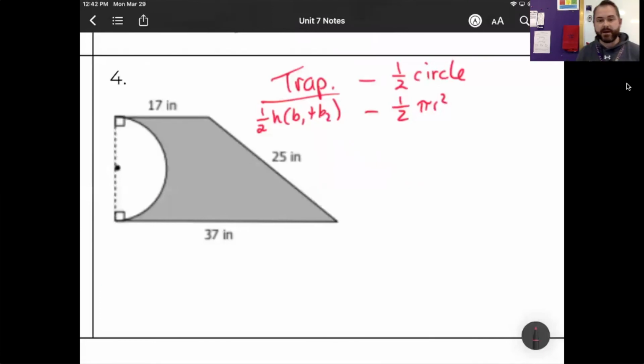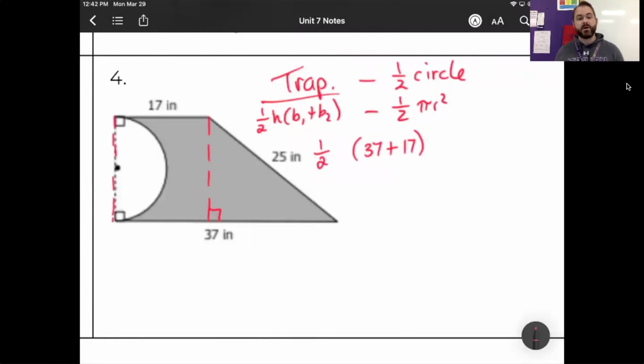Now, when I look at my trapezoid, I can clearly see the bases. The bases are 37 plus 17, so I'm going to add those. But notice I left the height blank for a second because the height could be this line, or it could be this dotted line out here, which is also the diameter of the half circle, but it's not marked, it's not given. Now, you notice I put these 2 dotted lines in, and that creates a rectangle, where one side is 17, and the opposite side would also be 17.